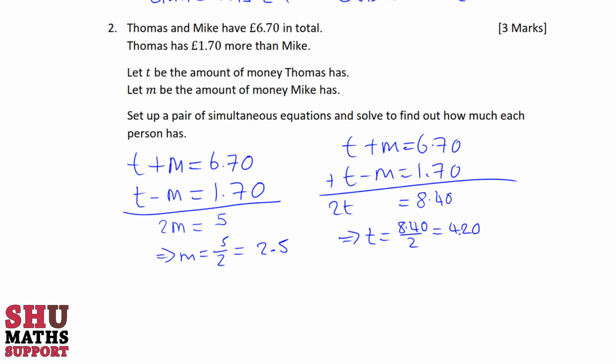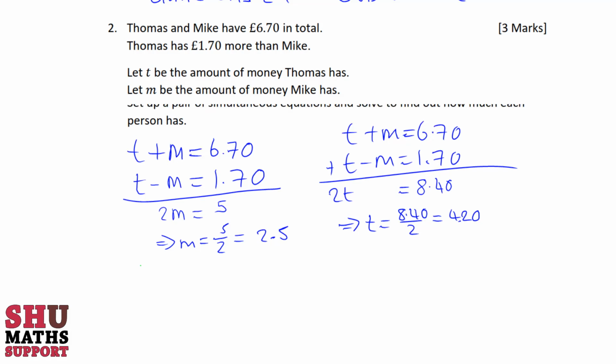Let's just substitute them into our equations to make sure it's correct. So if we have T plus M, which is £4.20 plus £2.50, that should equal £6.70, so let's have a look. So we have £4 plus £2, which is £6, and then 50p plus 20p, which is 70p. So we know the solution works for the first equation.